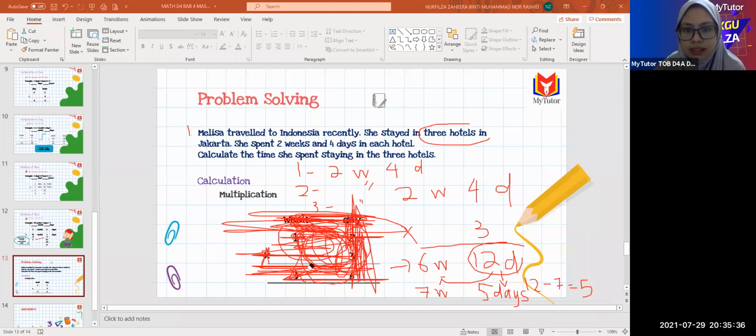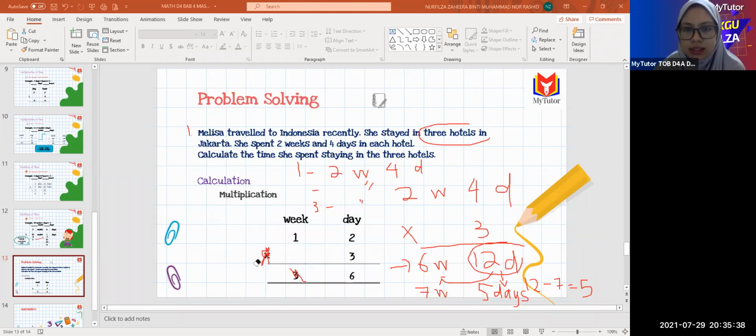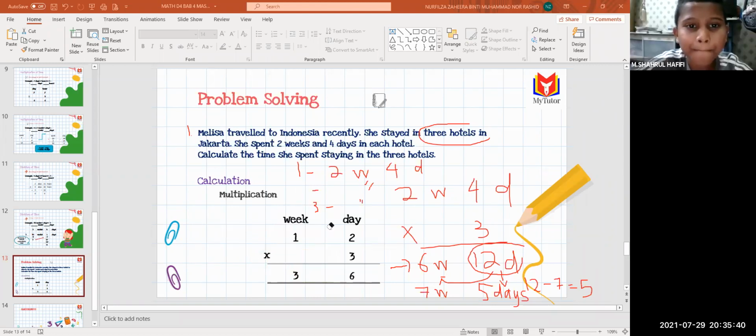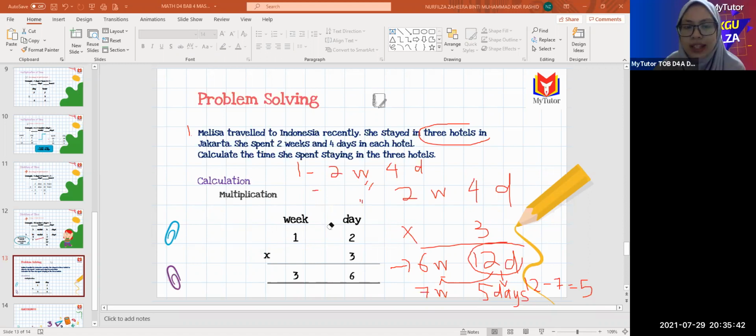Who got it right? Me, teacher Fifi. Okay. All right. Do not rely on this multiplication. This is just to confuse you. I wanted to see whether you copy or you do your own calculation. You do your own calculations.